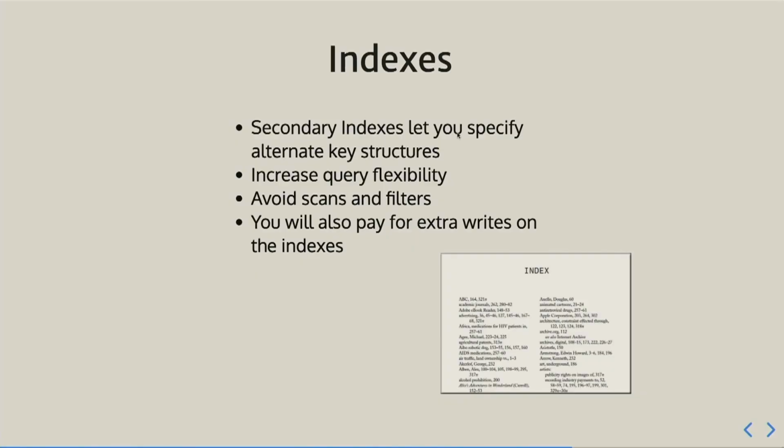And the way that we avoid that is we use indexes. Indexes let us specify alternate key structures that we can query on to keep things fast. They give us increased query flexibility, so we can query our database in different ways. We can avoid scans and filters, and therefore the cost and performance hits that we would pay by using those. And the downside is that we need to pay for extra writes to those indexes. So as we write data into the table itself, it's also going to write the relevant data into those indexes also.